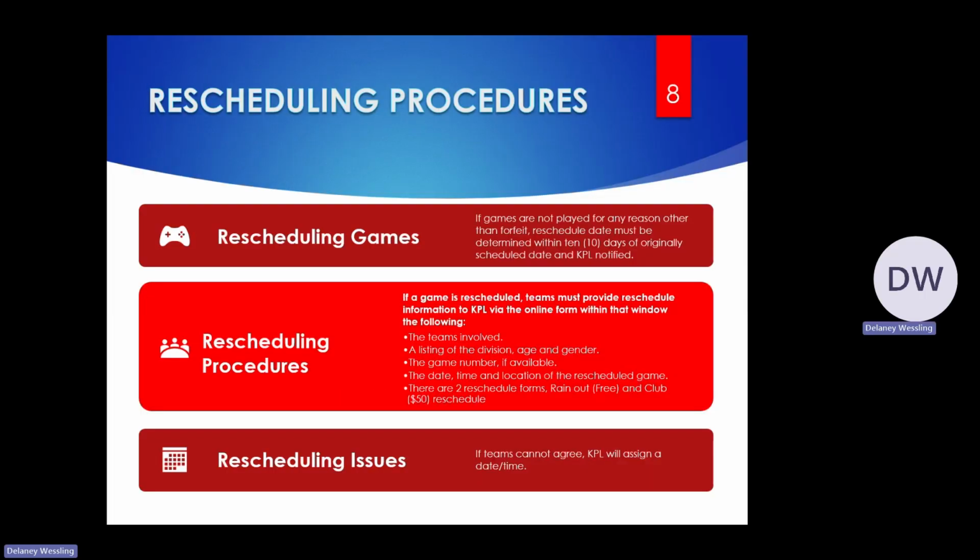Digging a little bit deeper into the season, I want to give you a brief overview on reschedules. KPL must be looped into all game cancellations and reschedules. We have two forms that we'll be using. The Raynow reschedule form, which is for approved reschedules. There's no fee associated with this form. And the other form is the club reschedule form for unapproved reschedules, which does have a $50 reschedule fee associated.